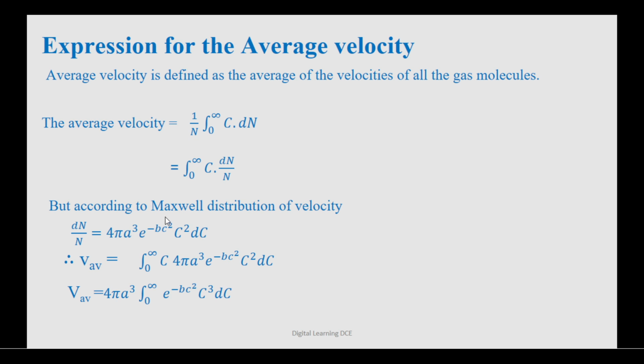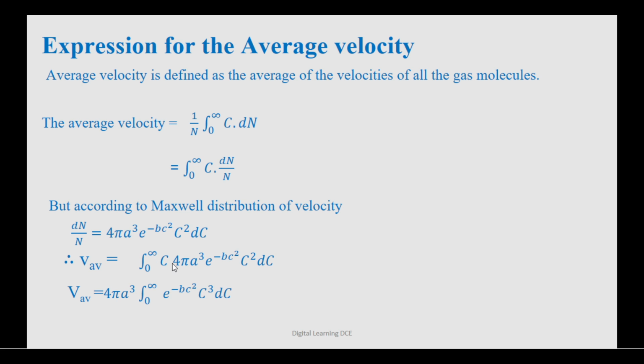Then, according to Maxwell's law of velocity distribution, we have dn/n equal to 4 pi a cubed e to the power minus b c squared into c squared dc. This is nothing but Maxwell's velocity distribution equation. We have discussed this equation in the previous session.